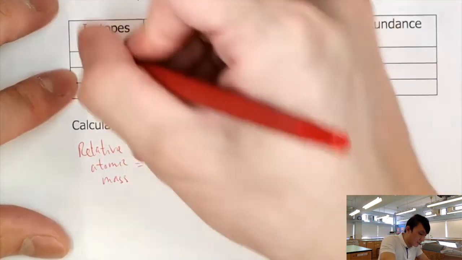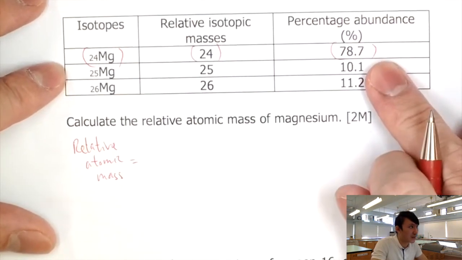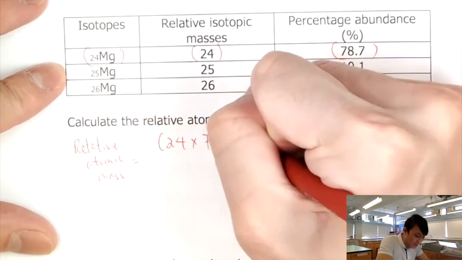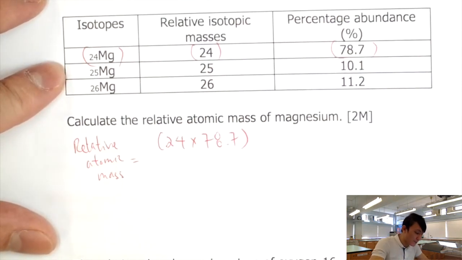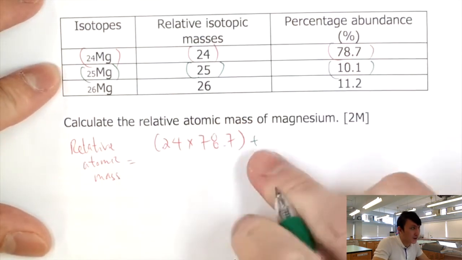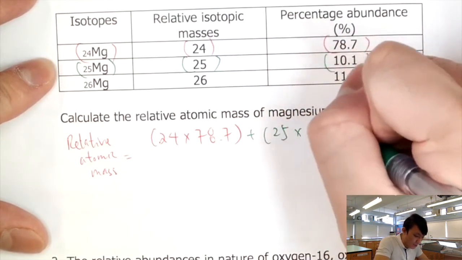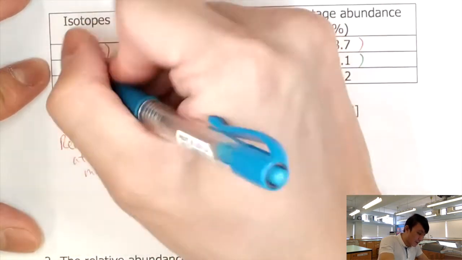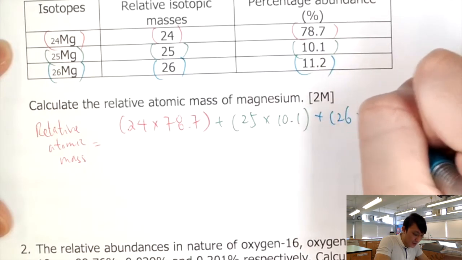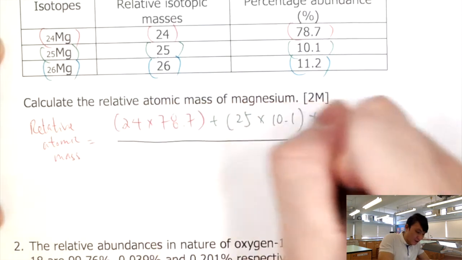So here, you can have this one, right? So it's 24, 78.7%. So you can have 24 multiplied by 78.7. And then you can have magnesium 25. Now remember, it's plus, okay? 25 multiplied by 10.1. And lastly, you can have magnesium 26. So 26 multiplied by 11.2. And overall divided by 100.